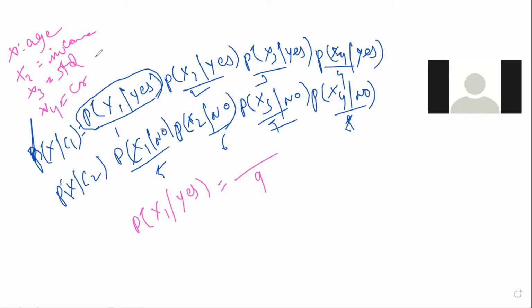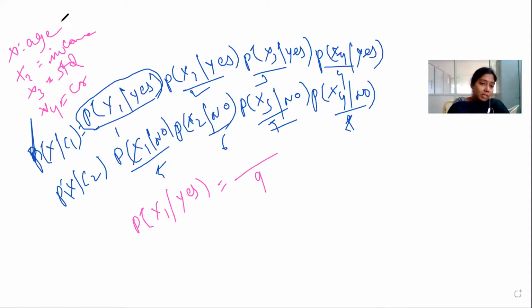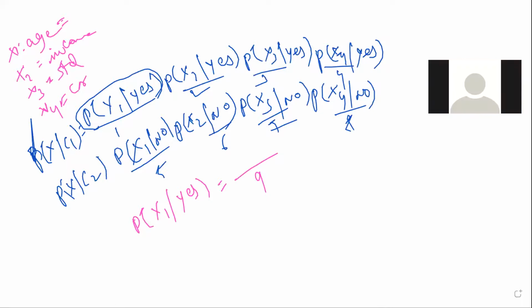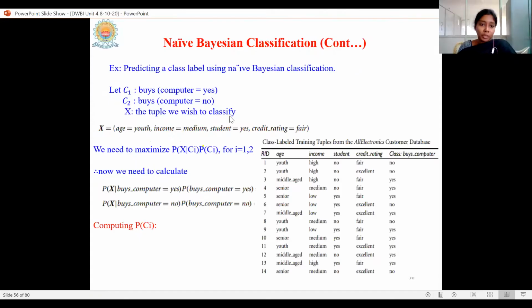So here, out of 9 S classes, how many classes are having the X1 value? That means having the age value, what is the age value for the given tuple X? What is the age value? Do you remember? Youth. Let us see once, or else remember it here.